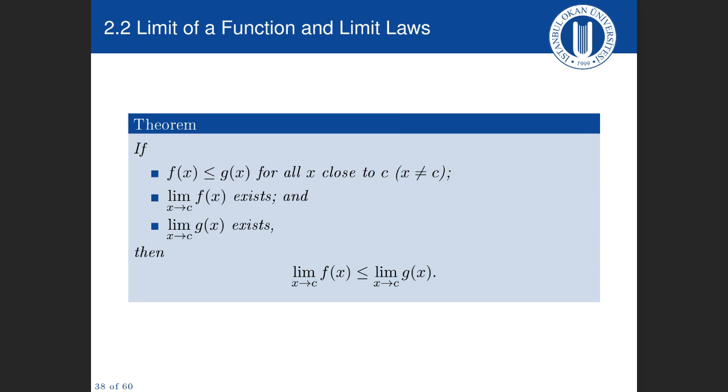Let's suppose that the limit as x tends to c of f of x exists and the limit as x tends to c of g of x exists. Then the limit of the smaller function must be smaller than the limit of the bigger function.